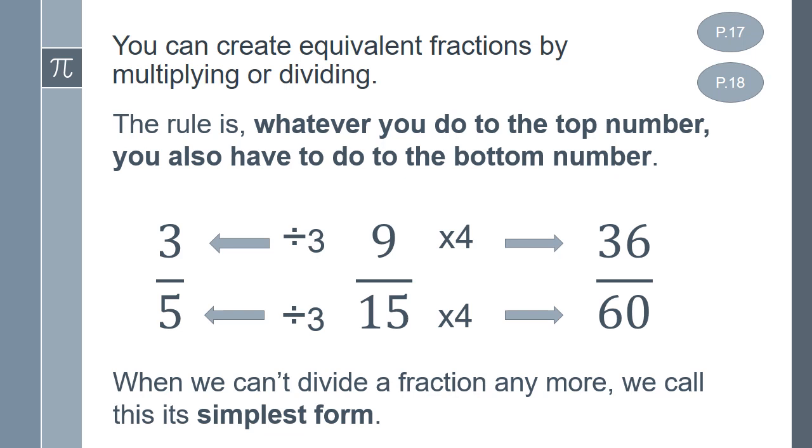When we can't divide a fraction anymore, we call this its simplest form. So if you look at 3 over 5, there's no number that you can divide 3 by and 5 by to get a whole number answer. So that's how we know that that fraction is now in its simplest form.